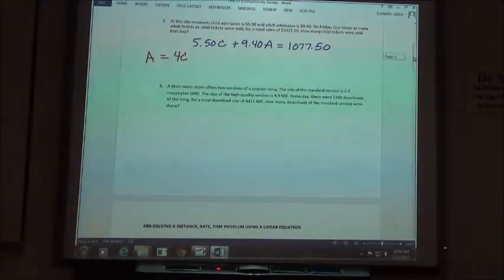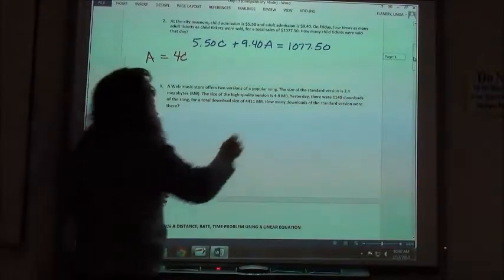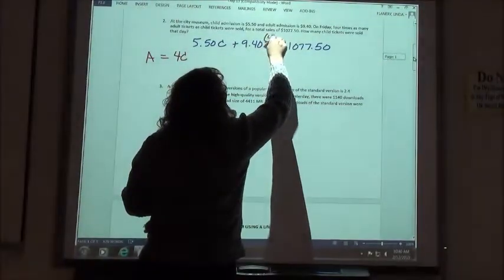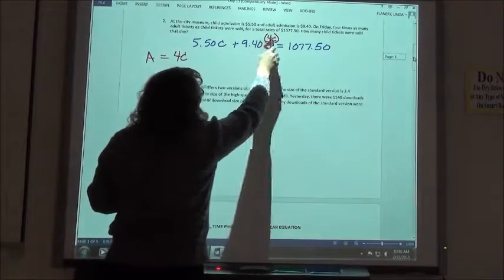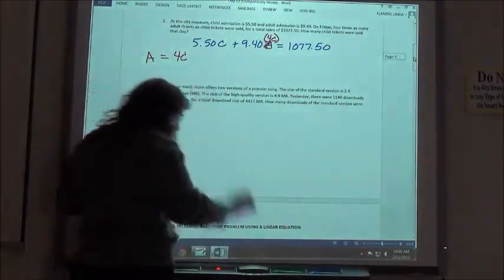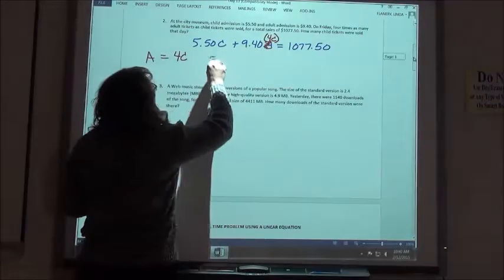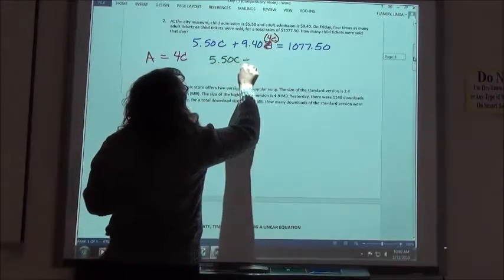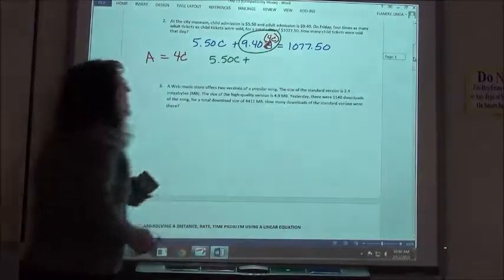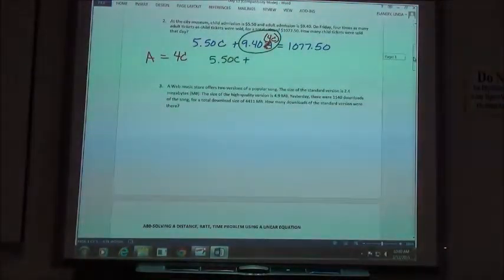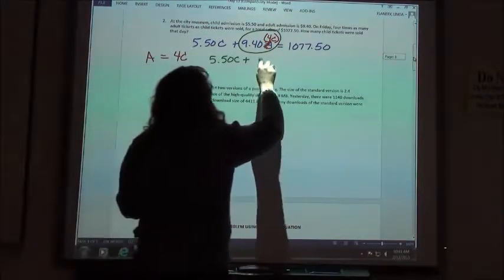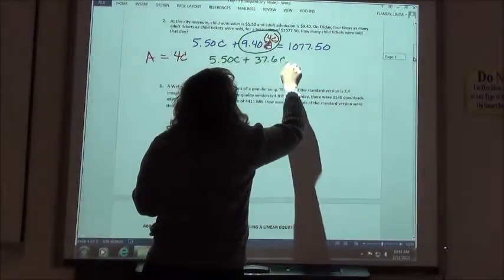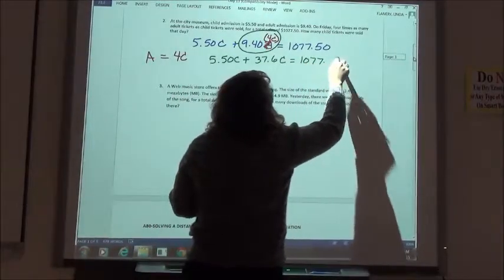So this is like the one we did on the previous page where we did the substitution. We know that the A can be replaced with 4 C's. So I'm going to get rid of the A here. I'm going to put 4 C's in its spot, and then I'm going to have to multiply that out. So here, I still have 5.50 C plus, here I have to multiply 9.40 times 4C. So 9.40 times 4 gives me 37.6 C then, equals my 1,077.50.